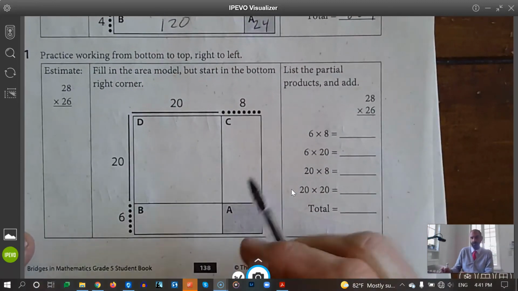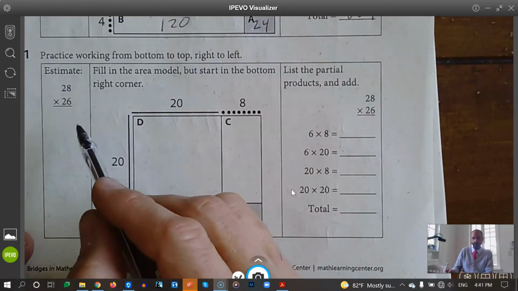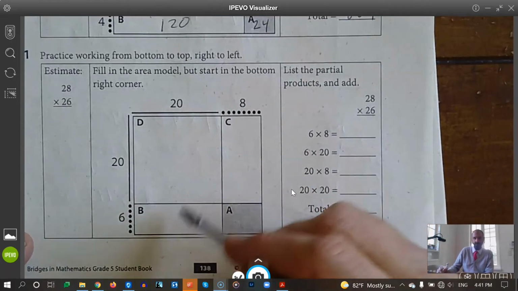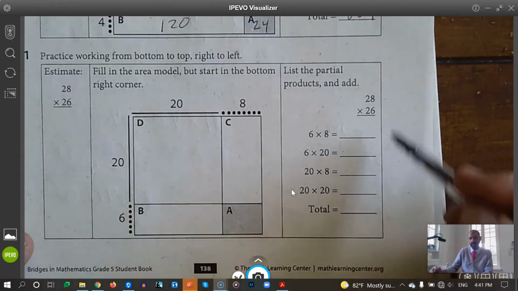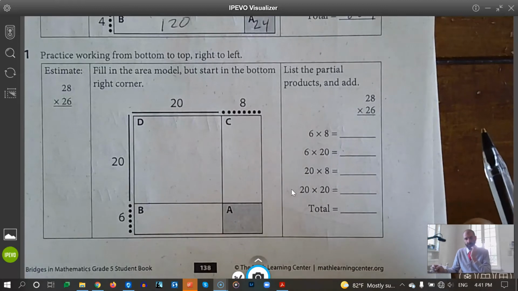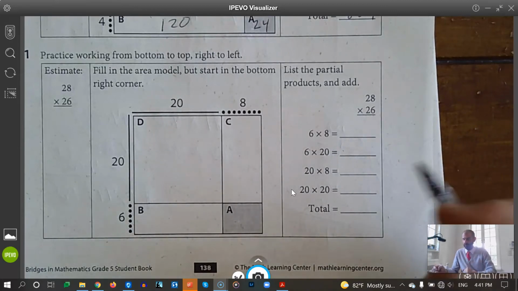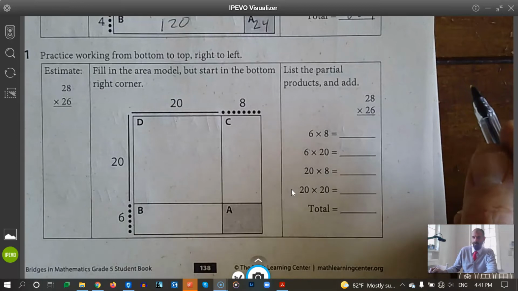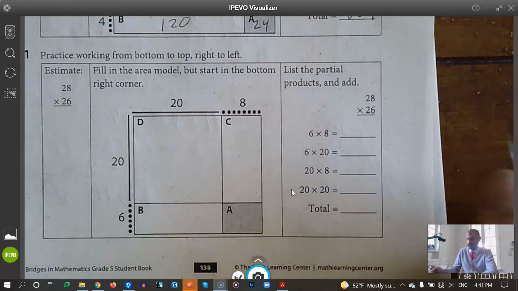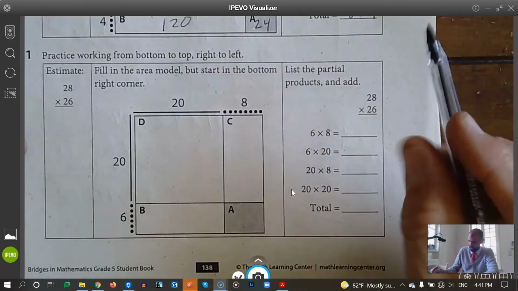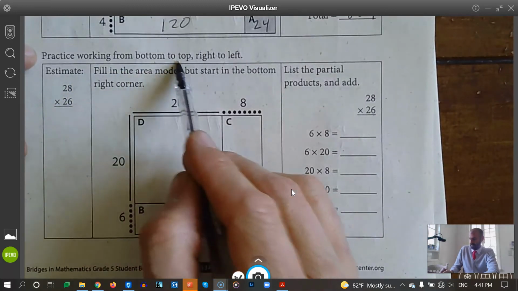For the rest of them, you start with A. Well, no, you first start with estimating. Then you start with A, go A, B, C, D, fill this out, get your total, and then we'll rock and roll from here. Got it? Good, great. Have fun. All right, I'm going to solve number 1 now. Practice working from bottom to top, right to left.